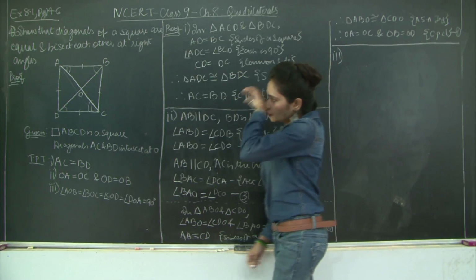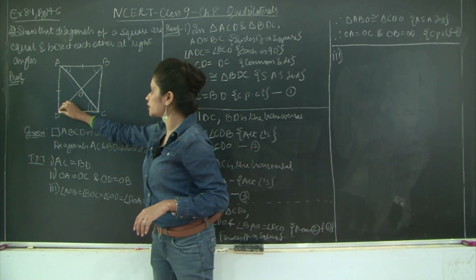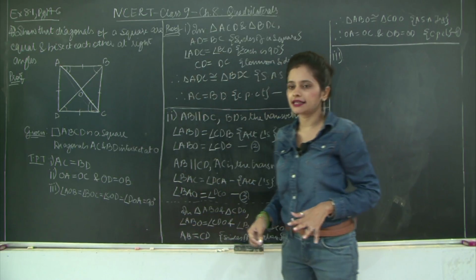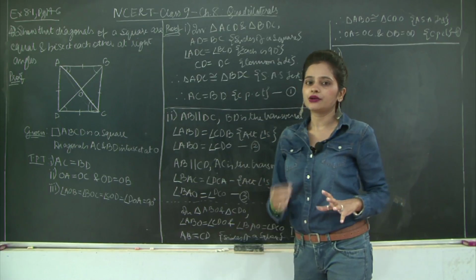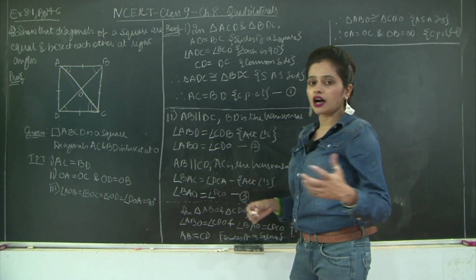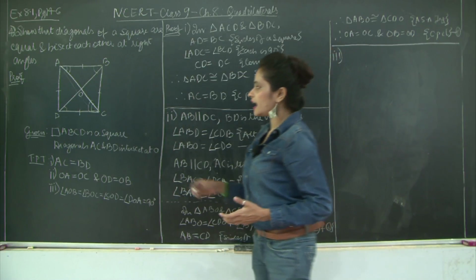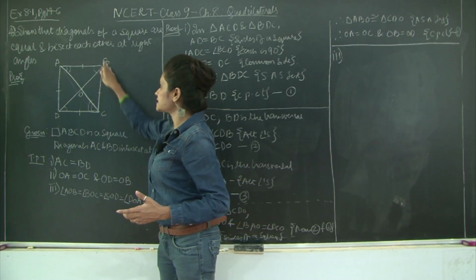So I need to prove that angle AOB is equal to angle BOC is equal to angle COD, which is equal to angle DOA, which is 90 degrees. So which triangles are you going to take into consideration? We have seen similar kind of questions while we were solving other problems in quadrilaterals. I am going to take these two triangles ABO and CBO.